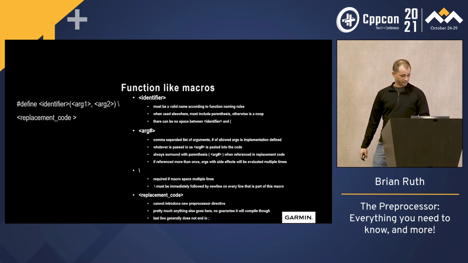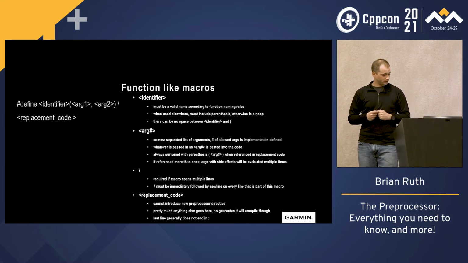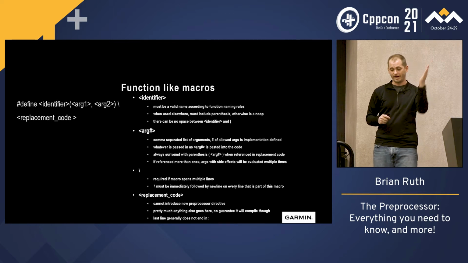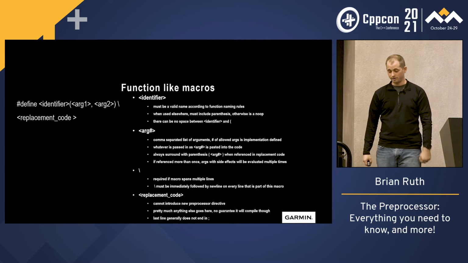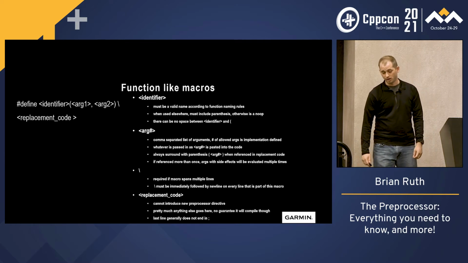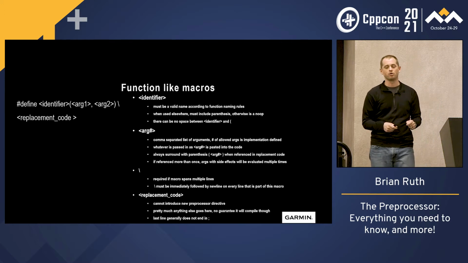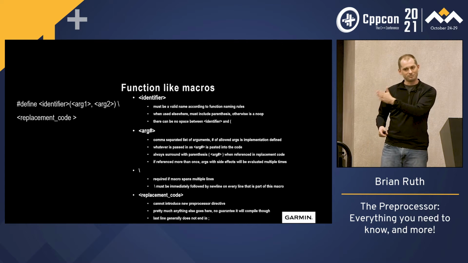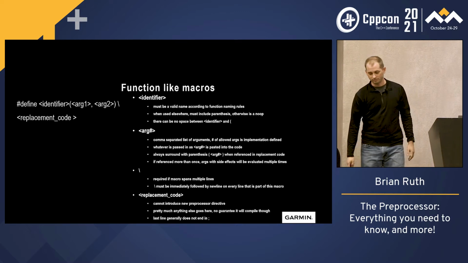Whatever is put in args is passed in the code. Always surround args with parentheses. I'll show that in a second. And we'll also show the issue if an argument is referenced more than once. If you do need to have a multi-line macro, just end the line in a backslash, and then you can continue that macro to multiple lines. And then the replacement code, pretty much anything goes. But the last line of a function-like macro generally does not end in a semicolon, because you want to treat it kind of like a function in your code, so that it makes sense to have the semicolon where the function is called, not necessarily in the macro itself.